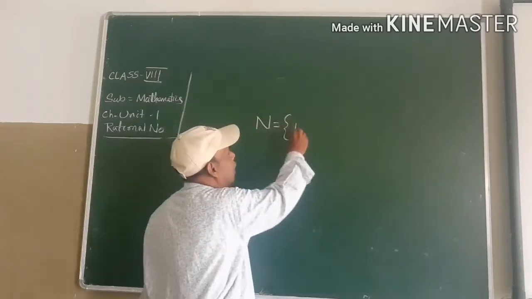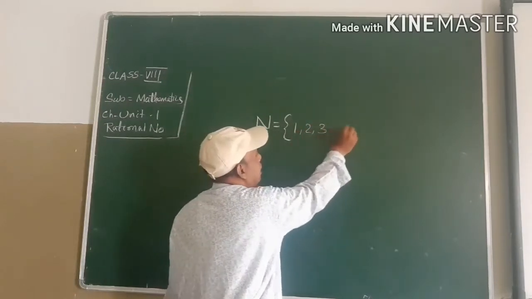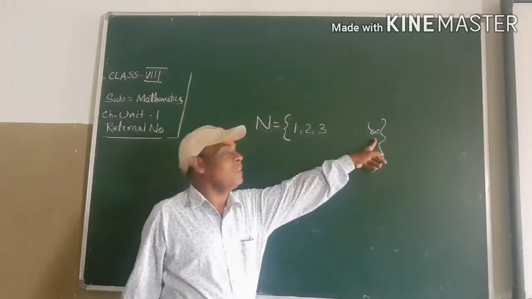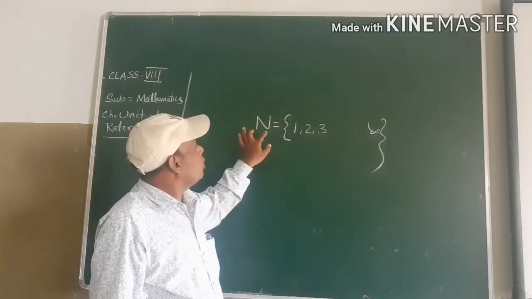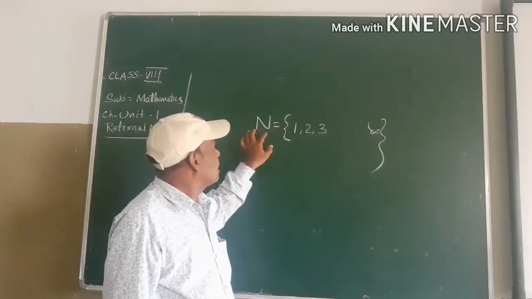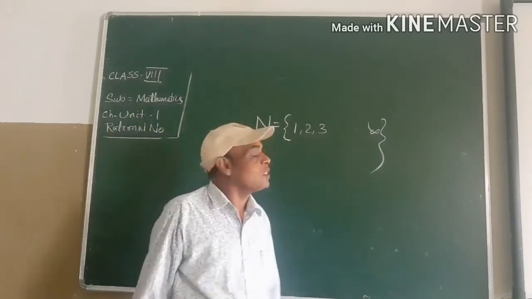It means 1, 2, 3 like that. The last number we cannot say, therefore we write infinity. So that is the set of natural numbers, otherwise we can say the counting number set.